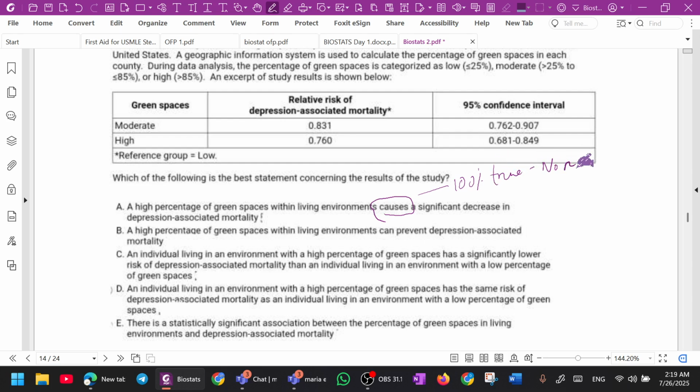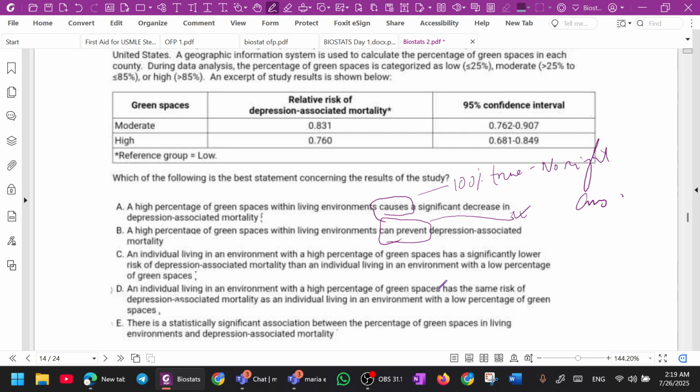Okay, read B. A high percentage of green space with living environment can prevent depression associated mortality. The word prevent doesn't imply causality. It just says it can prevent. It's not a strong word like it causes this. And we see here that high green spaces decreases depression and it's statistically significant. So let's keep that one.